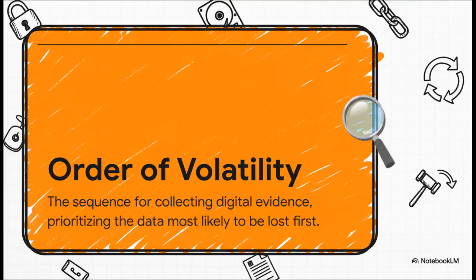So to win this race against time, investigators follow a super strict protocol. It's called the Order of Volatility. You can think of it as their playbook for the crime scene, telling them exactly what to grab first, making sure those fleeting clues are saved before they disappear for good.